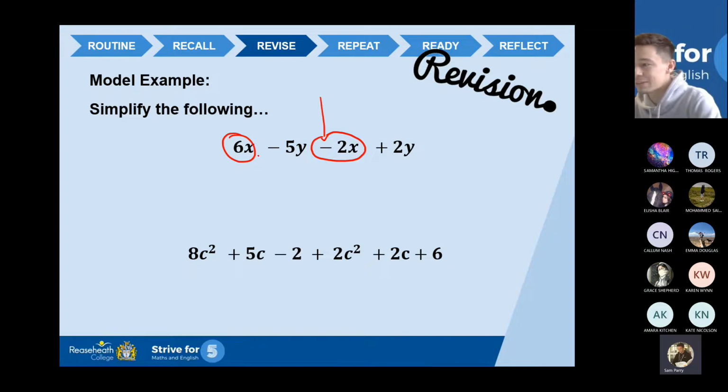So I've got 6x minus 2x. Well, that leaves me with 4x, okay? If I've got 6 of them, I take 2 away, I'm left with 4, okay? And then I'm going to change the colour of my pen here.